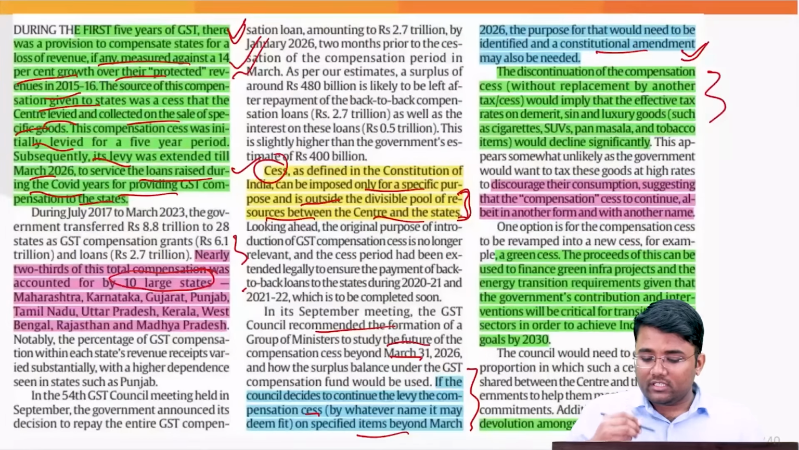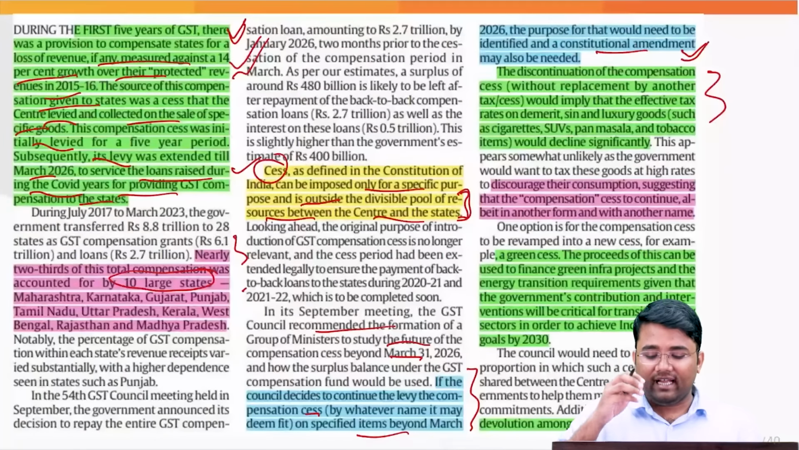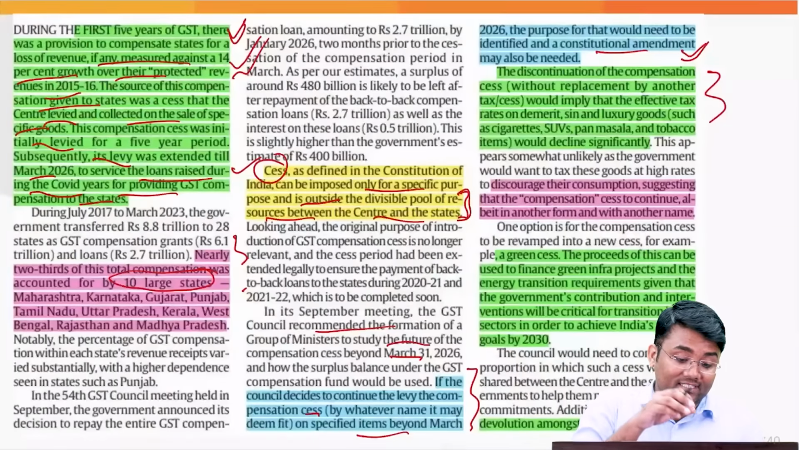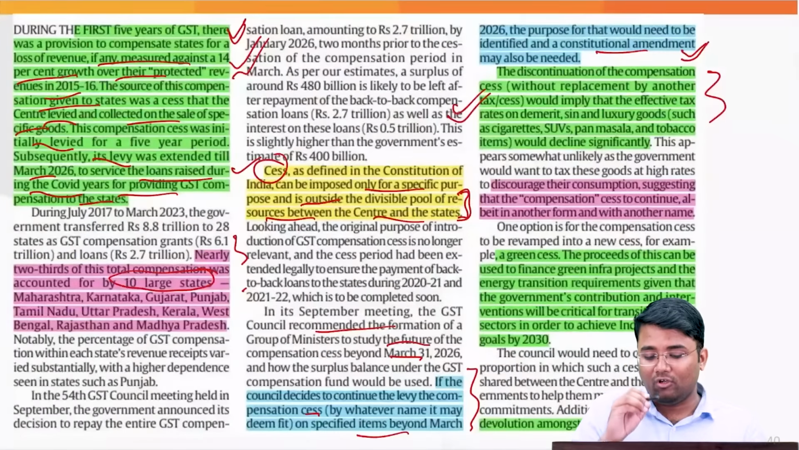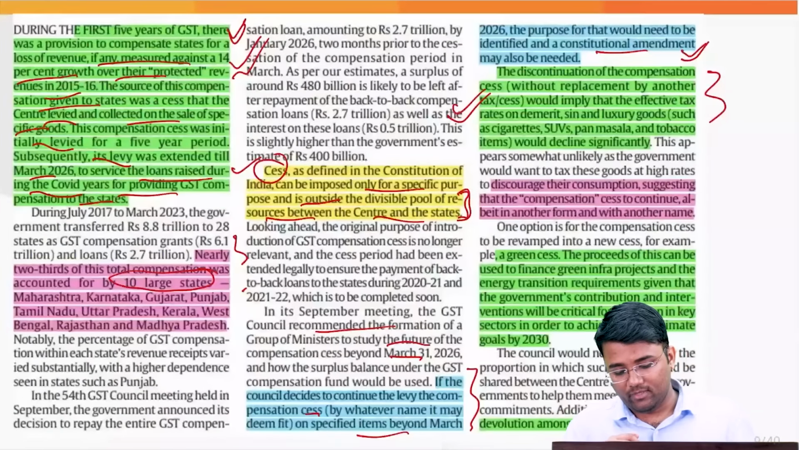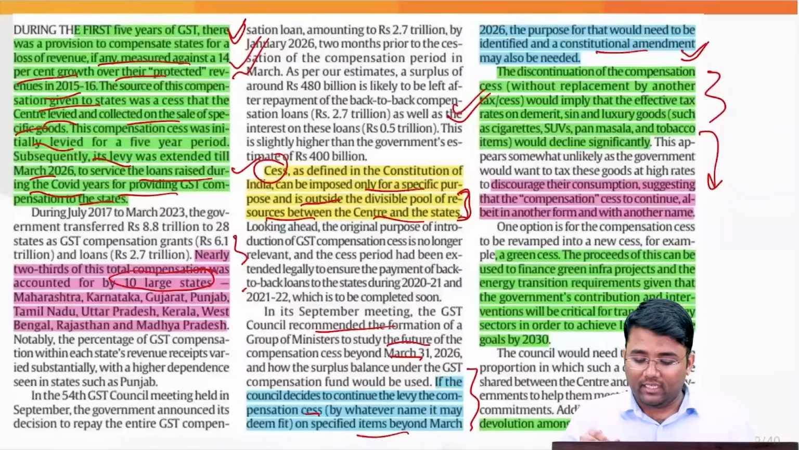The discontinuation of this compensation cess without any replacement by any other tax or cess would imply that the effective tax on demerit, sin and luxury goods such as cigarettes, SUVs, pan masala and tobacco would decline significantly. So mainly this GST compensation cess was being imposed on some of the sin goods or luxury goods which generally have negative externalities in the economy. And this is mainly to discourage the consumption of these particular sin goods.